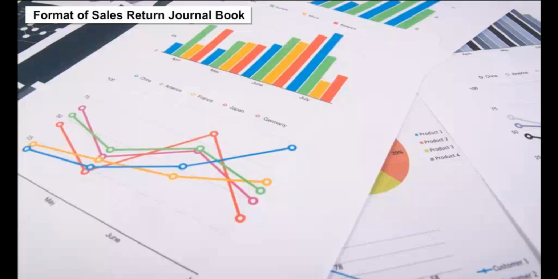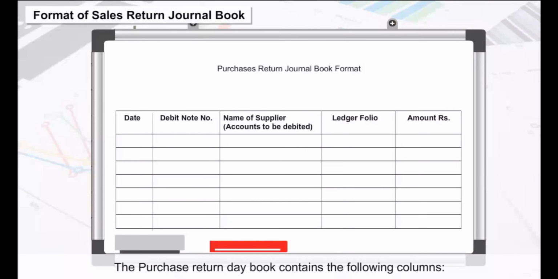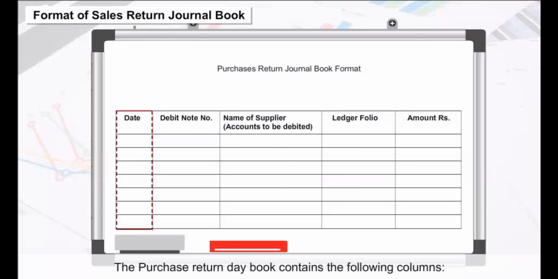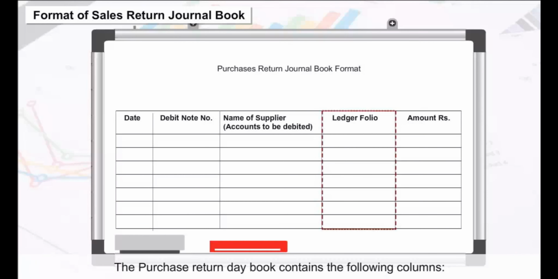Format or columns of the purchases return journal book. The purchase return day book contains the following columns: 1. Date. 2. Debit note. 3. Name of supplier, account to be debited. 4. Ledger folio. 5. Amount.